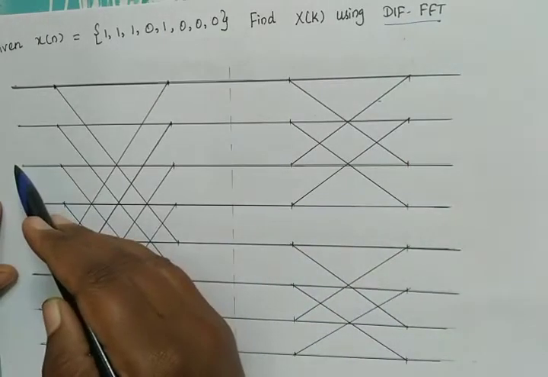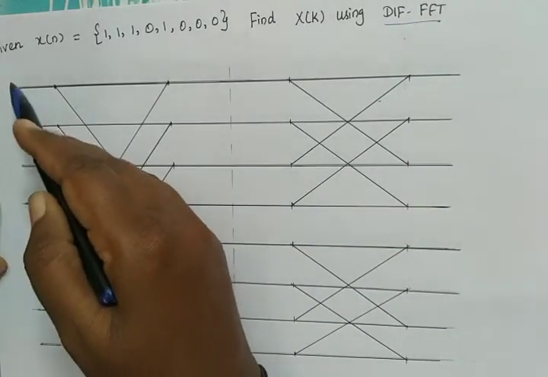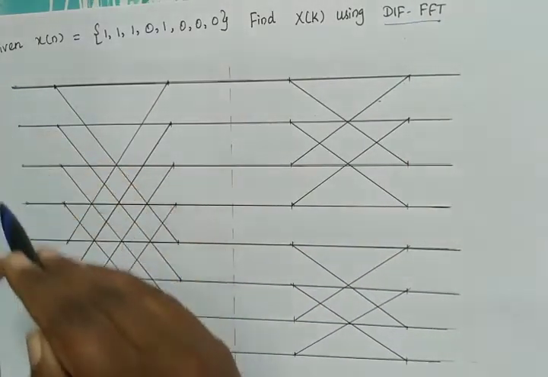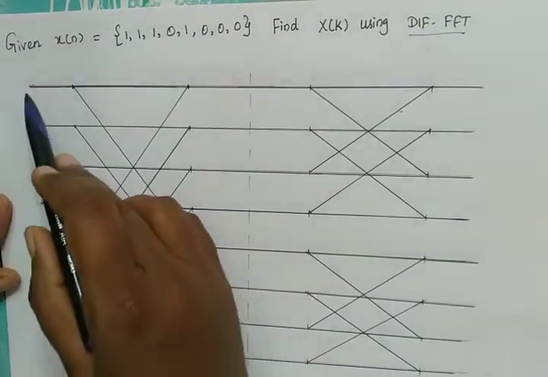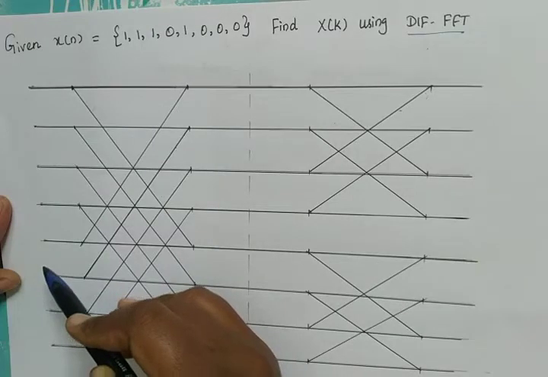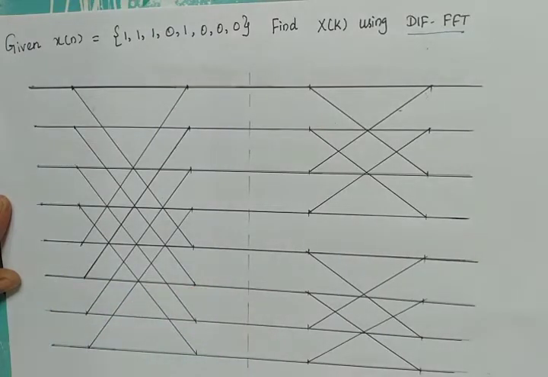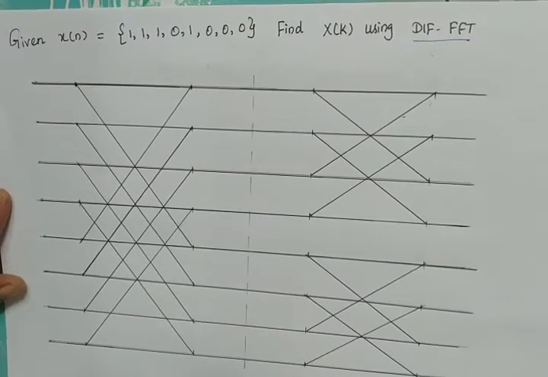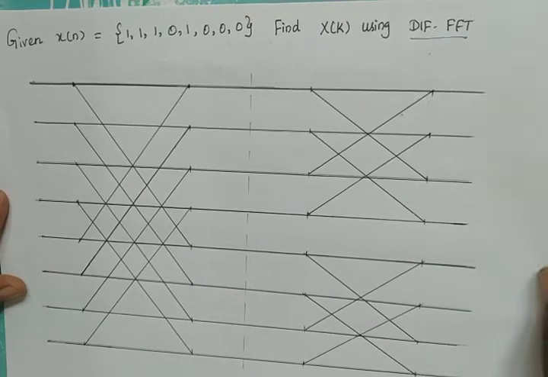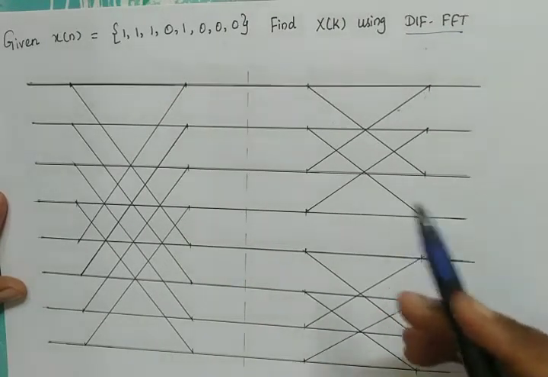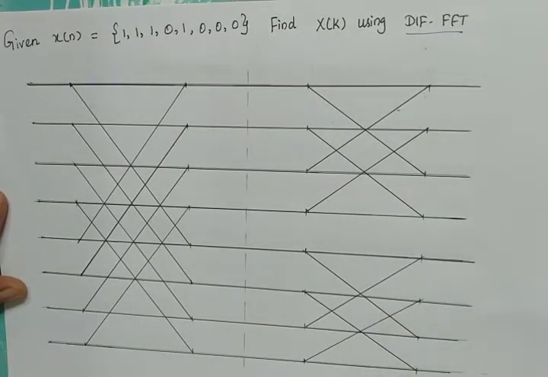So in DIT what we did is we gave input in the bit reversal order. I hope you remember we gave input in the bit reversal order, that is x of 0, 4, 2, 6, 1, 5, 3, 7. And in the output you will get the original order, that is x of 0, x of 1, x of 2, x of 3, x of 4 and so on, up to x of 7.